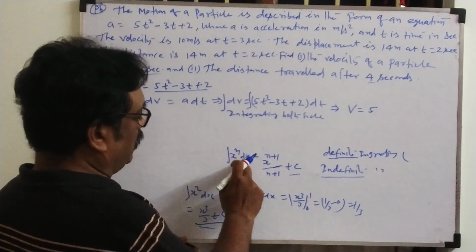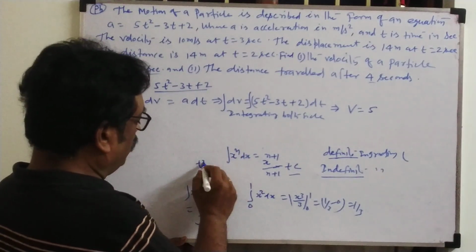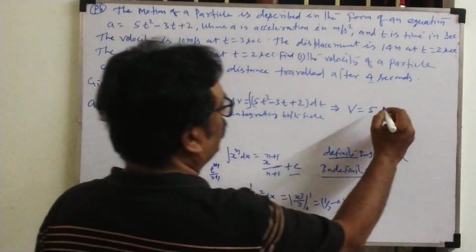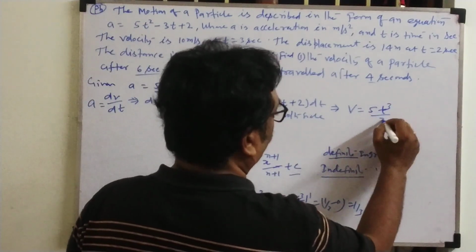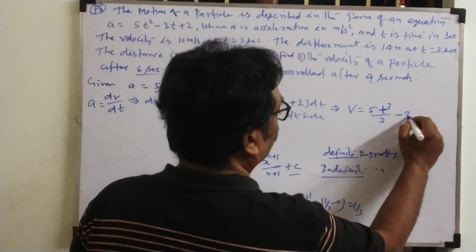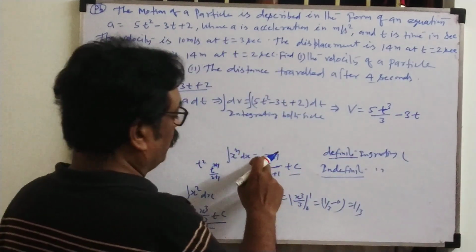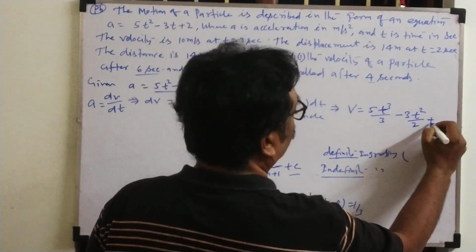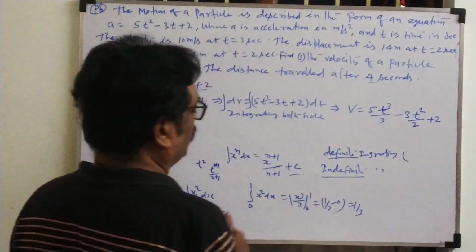See, t square. So what is the integral of t square? It is t to the power 2 plus 1 by 2 plus 1. What will come? T cube by 3. Minus 3 times t to the power 1, so 1 plus 1, t square by 2. Plus 2, and the constant is there.